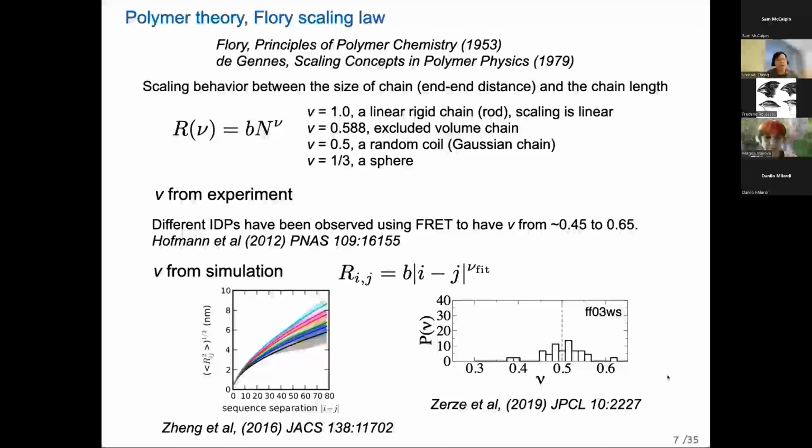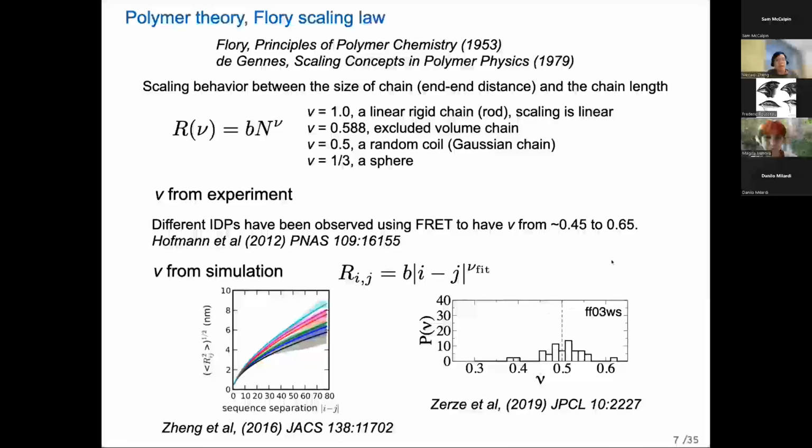And in 2019, we collected all our existing all-atom simulations in the specific force field AMBER 03WS. In that force field, we collected about 50 different kinds of disordered proteins over the last couple of years, and we find that the scaling exponent is roughly in that range from 0.45 to 0.65.